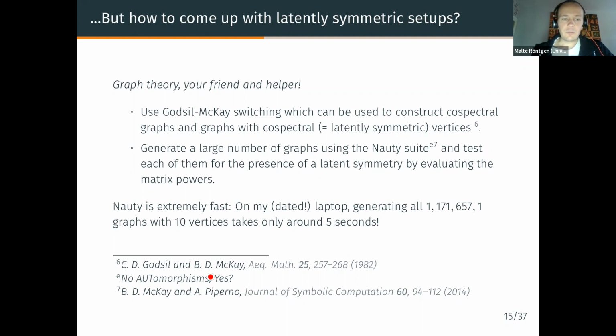It's called No Automorphisms. Yes, it's a program suite used to give labels to graphs. And what it is really powerful at, it's good if you want to generate a huge number of graphs, let's say all graphs with 10 vertices, and then afterwards scan all these graphs for latently symmetric vertices, for example. Just to give you an example, on my really dated laptop, Nauty took just, I think, 11.7 million graphs were generated in just about 5 seconds. So this program is really fast.